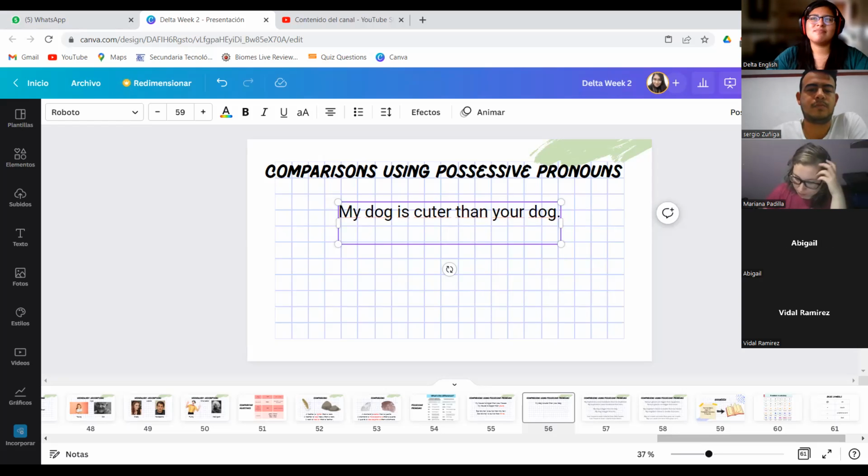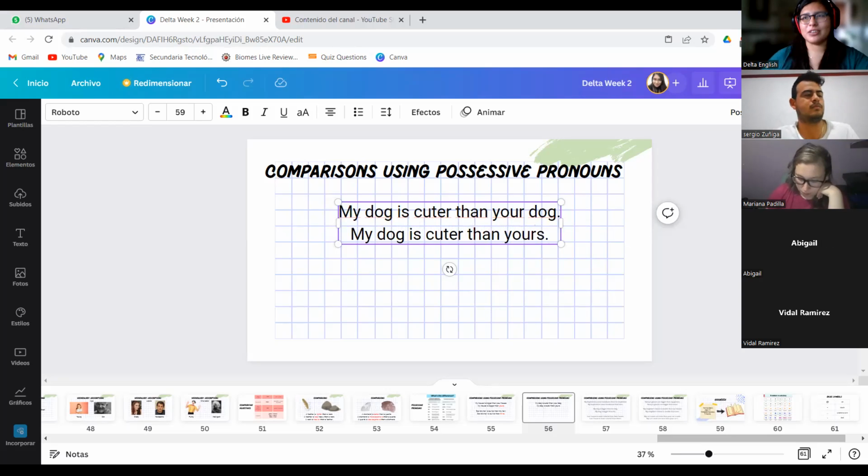My dog is cuter than yours. Excellent. Thank you, Abigail. My dog is cuter than yours.